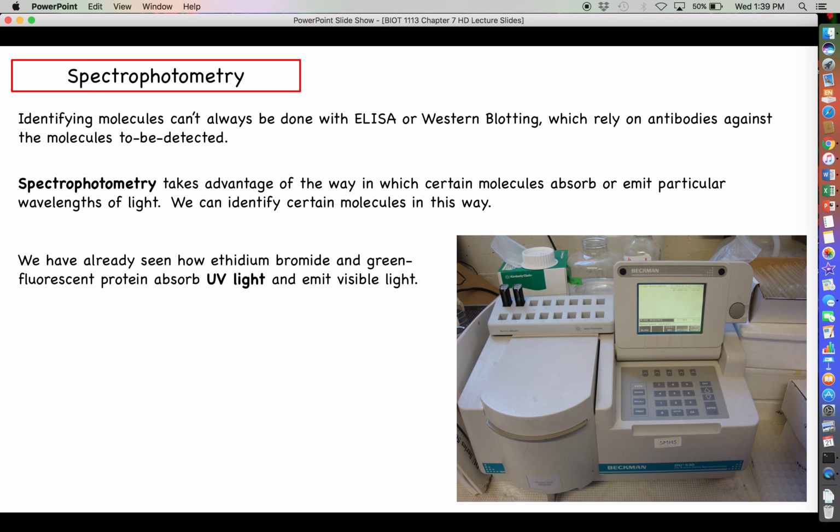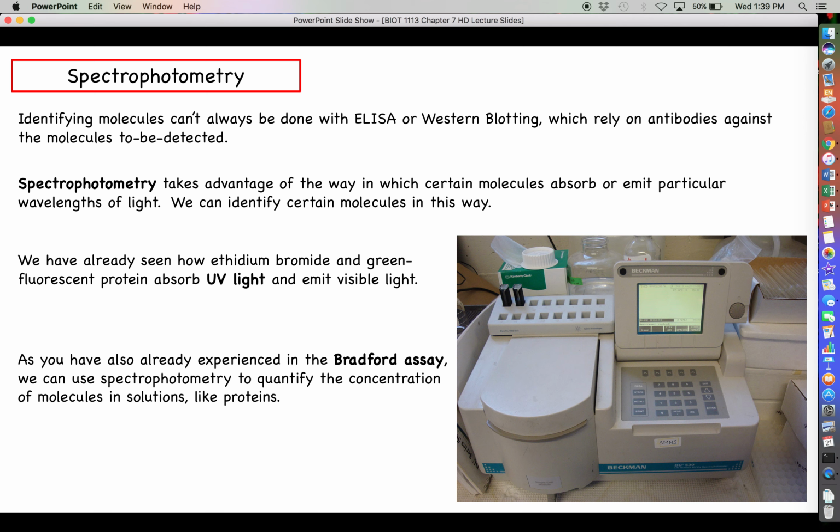We've already seen how dyes like ethidium bromide, Coomassie, and green fluorescent protein all absorb UV light and emit visible light, meaning that we can see them when we shine UV light on them. And you'll recall that ethidium bromide was there to make DNA visible to us. Green fluorescent protein is a protein that is already visible if you shine UV light on it. Coomassie makes proteins visible.